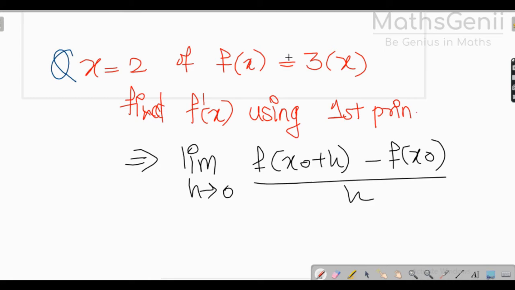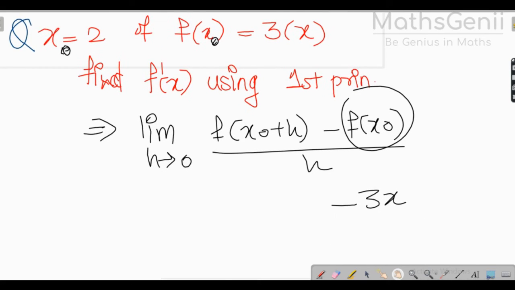Now carefully see what is your f of x naught. Let me just remove the naught here, or let me add naught in the question, does not matter. What is your f of x naught? It's already given, it's 3x. So I'm just copying it down. It's ready-made given, right? It's 3x. Then what is h? Is it given? No. So I'm copying it as it is.